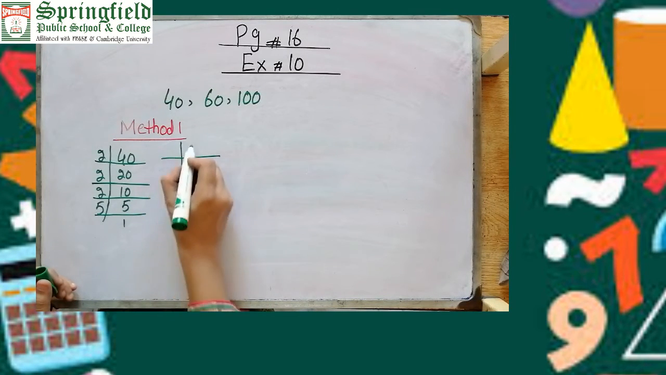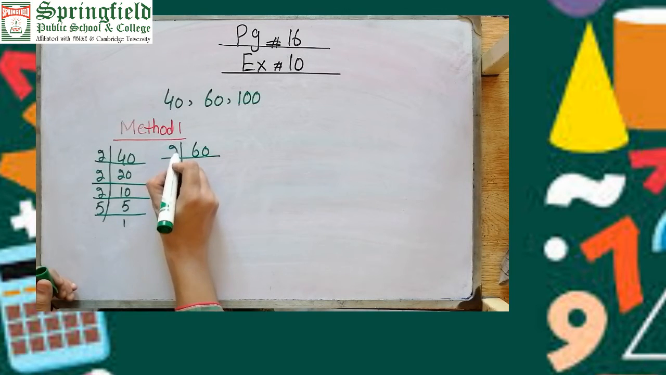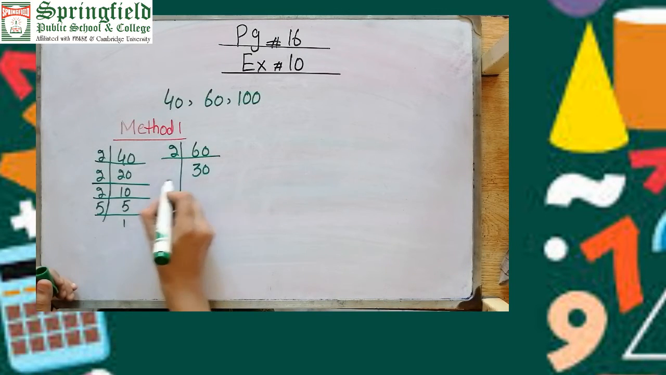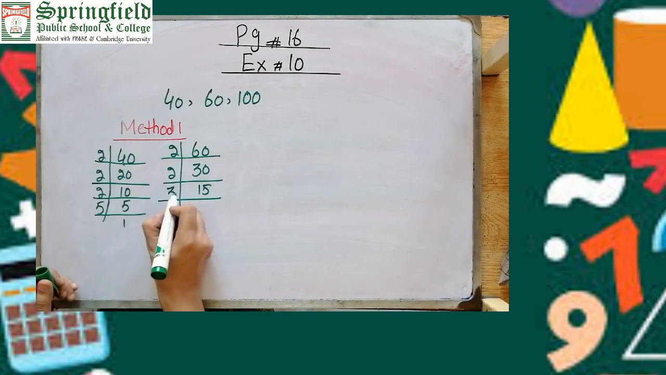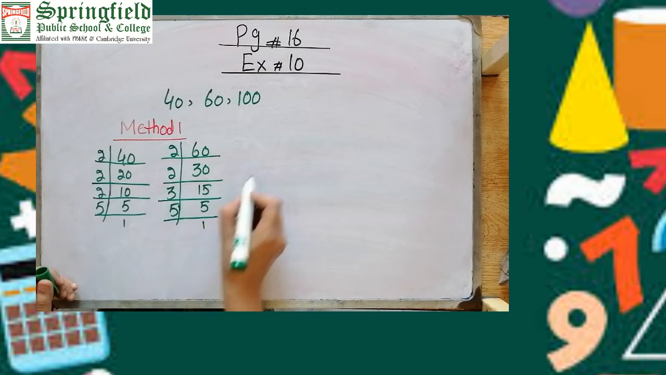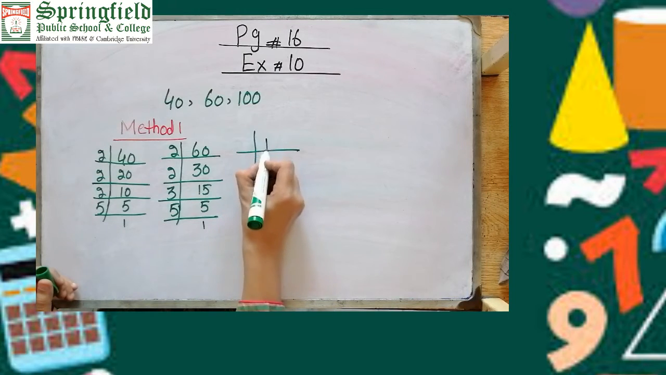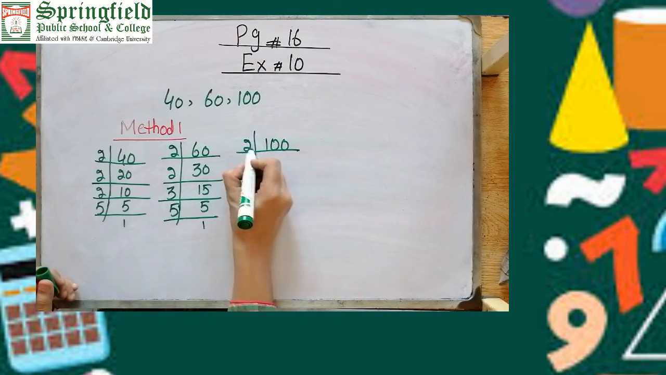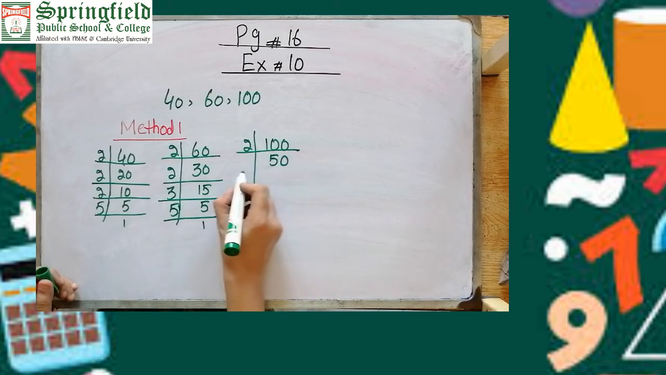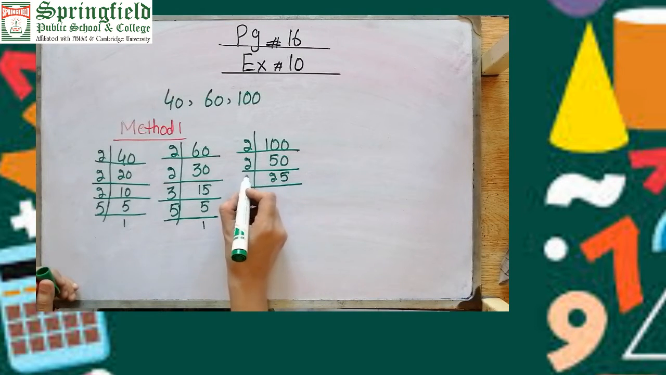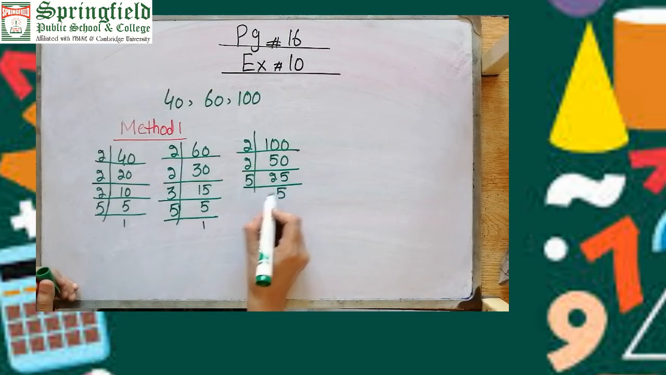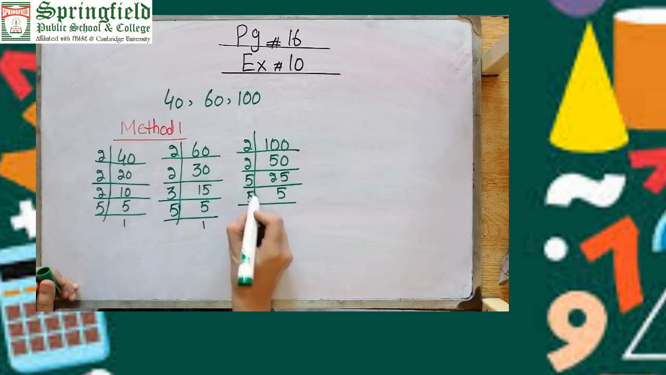Now find out the factors of 60. Table 2. 2 30s are 60. 2 15s are 30, and 3 5s are 15. And 5 1s are 5. Okay, now find out the factors of 100. Table of 2, 2 50s are 100. 2 25s are 50. 25 has come in table 5. So 5 5s are 25 and 5 1s are 5.